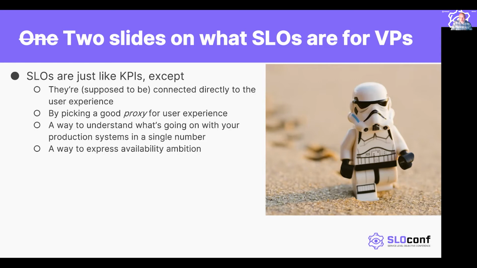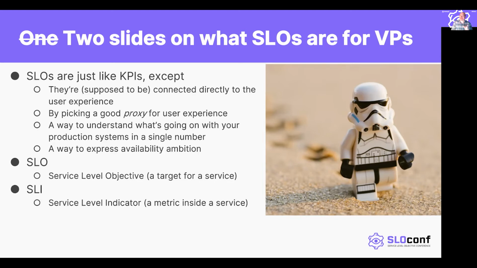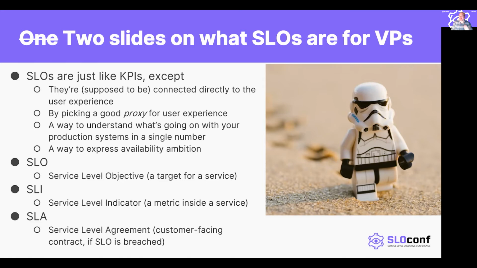And something that's absolutely key, it's also a way to express an availability ambition for a service, which is some acknowledgement that the user experience should be thoughtfully decided on by your org rather than just randomly fallen into. So rehearsing this, SLO, standing for service level objective, is a target for a service. SLI is a service level indicator, which is a metric inside a service. And SLA is an agreement, which is a customer-facing contract. Usually there's a clause in it if the SLO is breached, which involves some compensation.